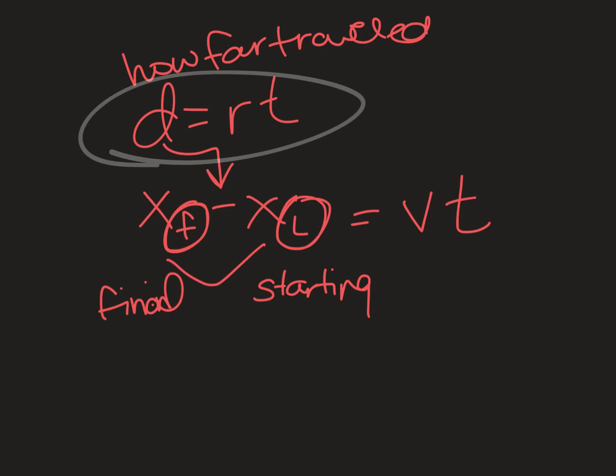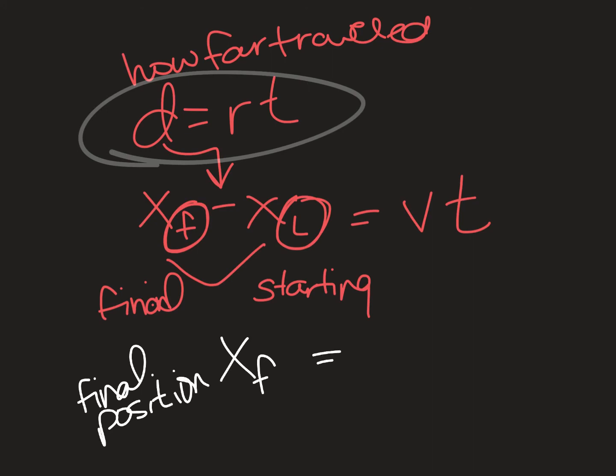And then what we're going to do is move that x initial over to the other side. So our x final, meaning our final position, where we end up, is equal to vt plus our initial position, where we started. But again, it's still a version of distance equals rate times time.